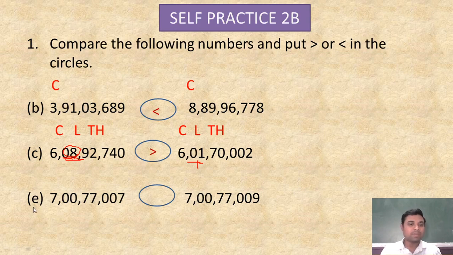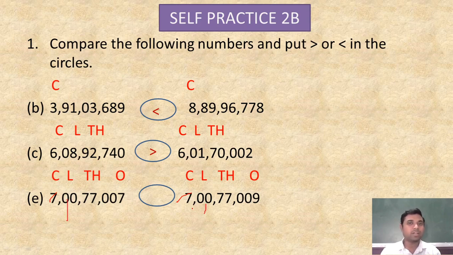Okay, now question number E. So what is given? So what you will do first, write. But dear student, just see here, I have written so many periods. This is ones, thousand, lakh, crore. Here also ones, thousand, lakh, crore. So now compare 7 crore, 7 crore, same. So when the period will be same, come to the next period. 0 lakh, 0 lakh, this is also same.